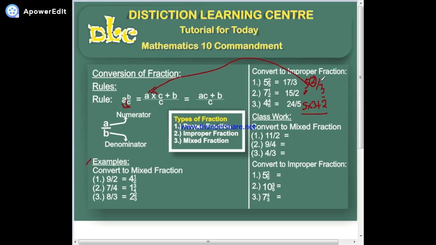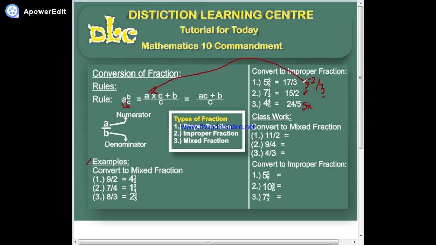Over the denominator, which is 3. You now divide it by what? By 3. So that means 5 times 2... 5 times 3 is what? 15. And 15 plus 2, that is 17. So that means our answer is what? 17 over this 3, 17 divided by 3. So that means our answer here is correct.